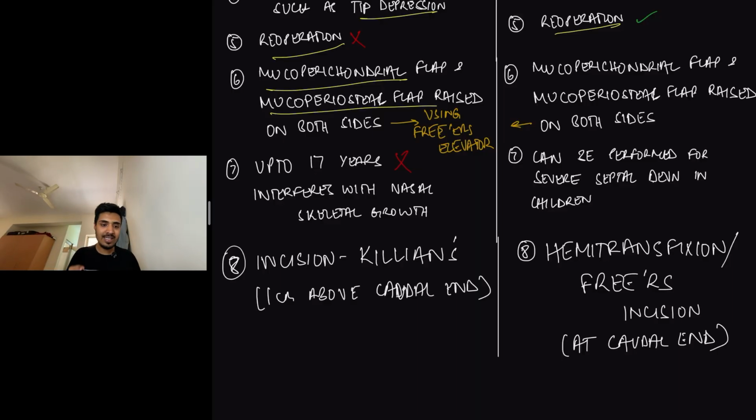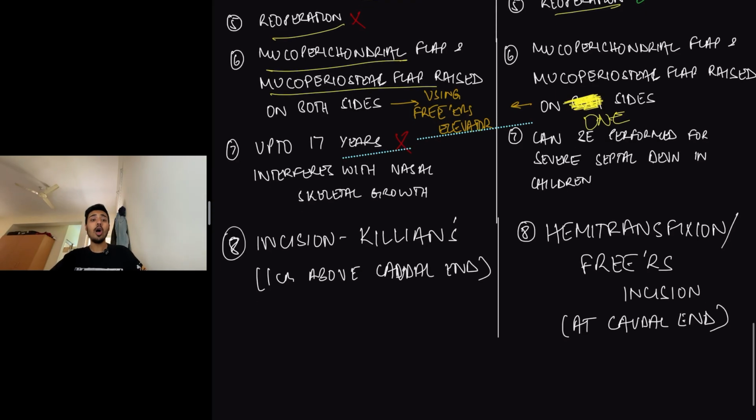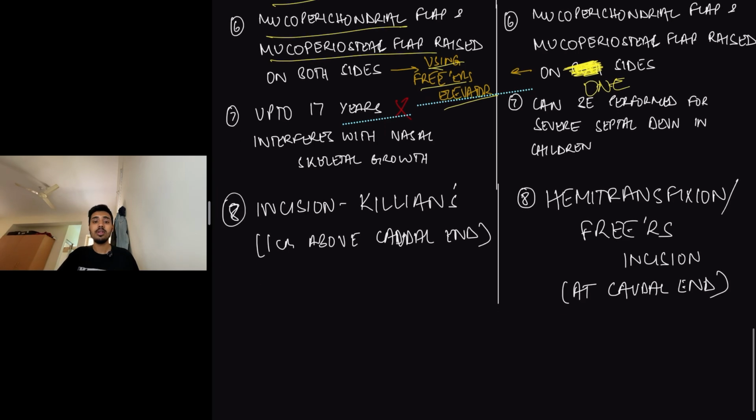So in SMR, you'll elevate the mucoperichondrial and the mucoperiosteal flaps on both sides, whereas in septoplasty, it is raised only on one side. Sorry, this is a mistake. Raised only on one side. All right. So this is one more thing. Then, how will you elevate it? Using an instrument known as Freer's elevator. Not that important.